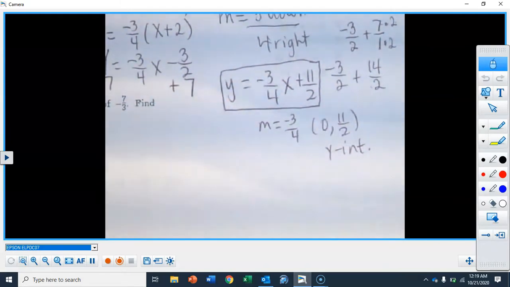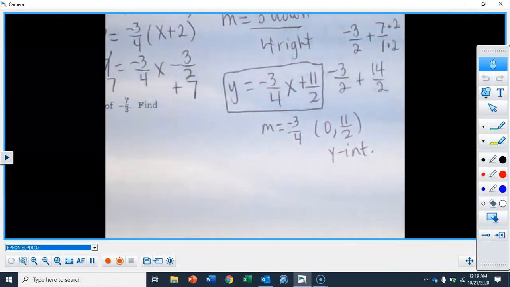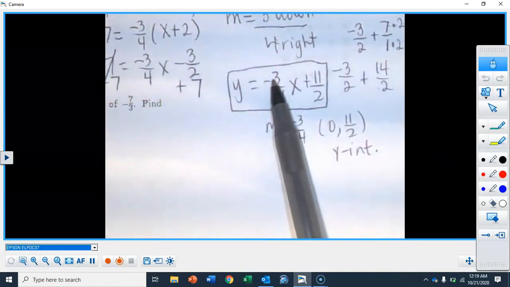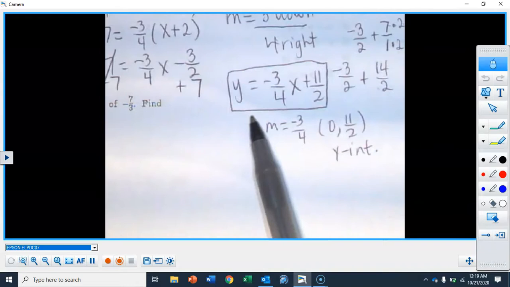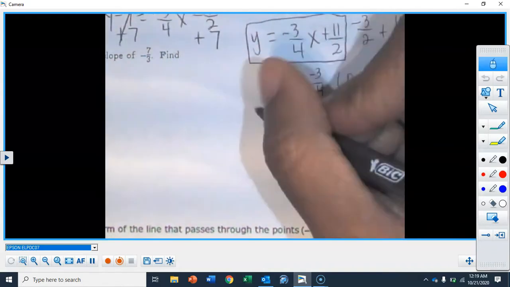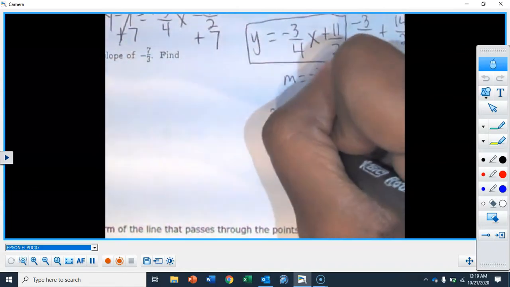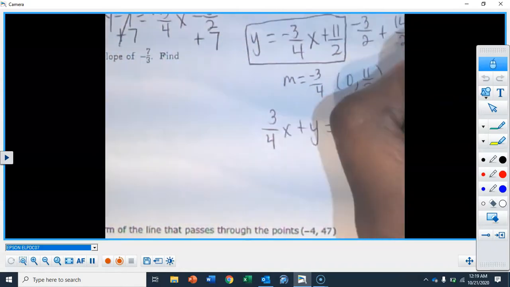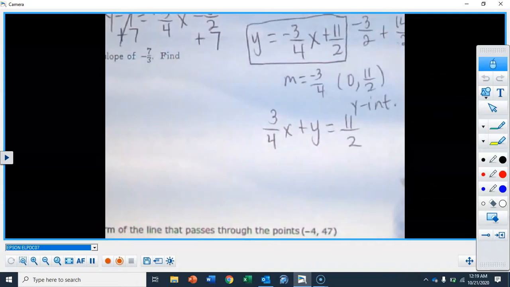That's if we're in slope-intercept. Now, what if they want us to do standard form? So we would move this negative 3/4 x over to this side, right? And again, change that to a plus. So I'm going to just do this super quick. So 3/4 x plus y equals 11 halves. Remember, I'm trying to get in standard form.